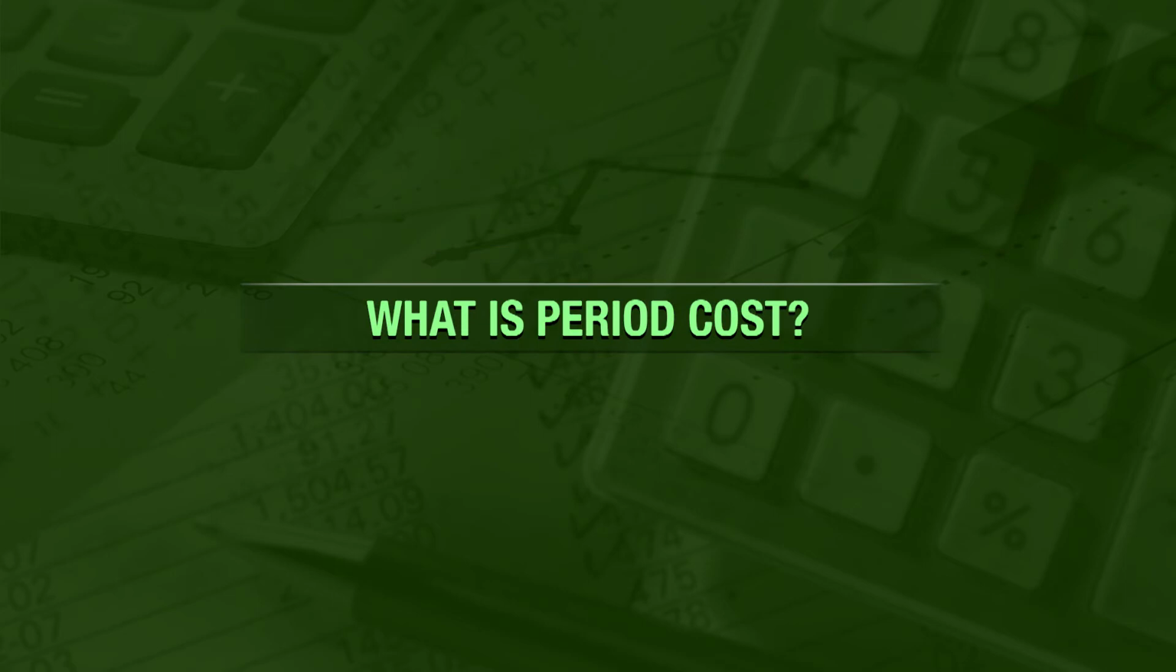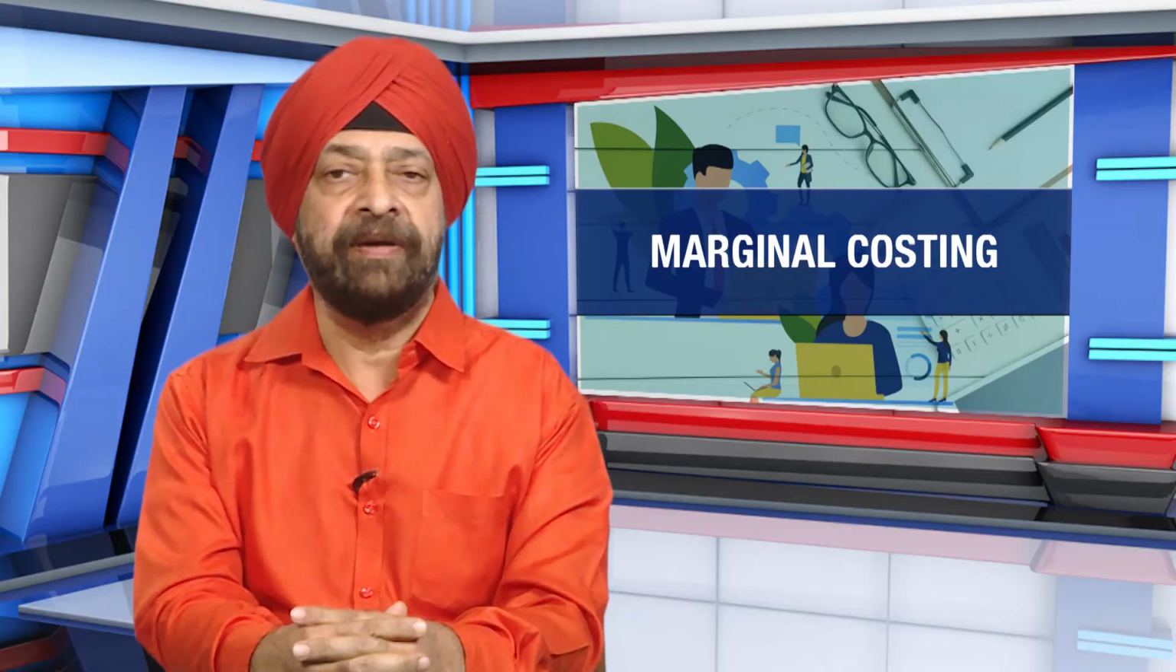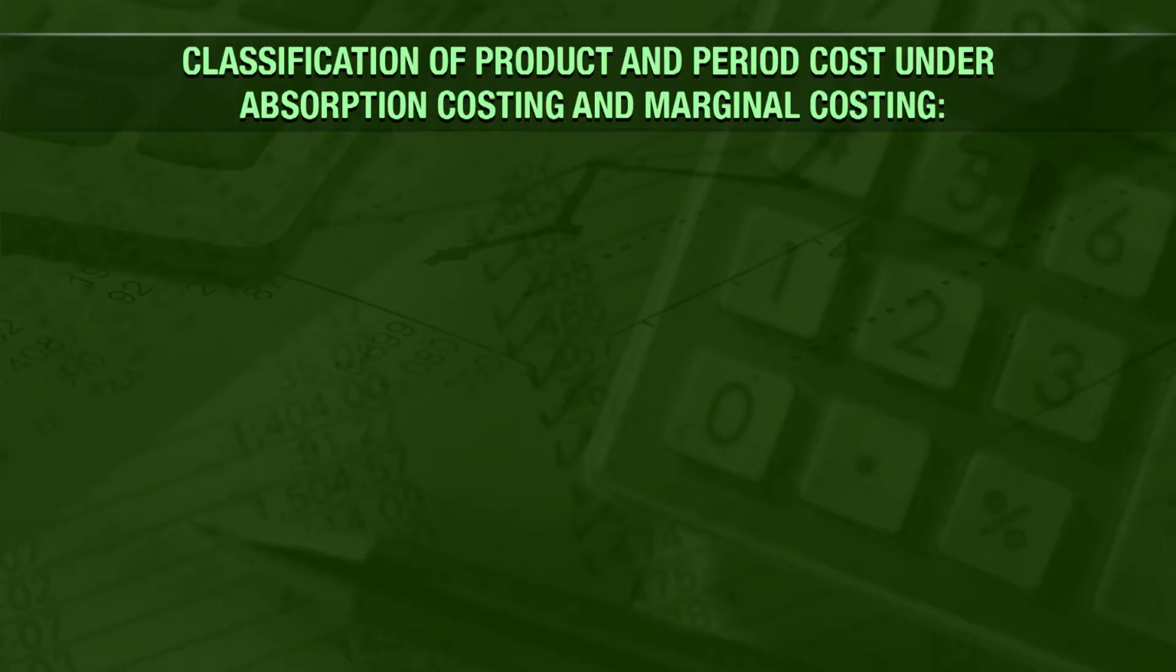Irrespective of production level, this cost is to be incurred by the organization. This cost will not become part of inventory. In this cost, we can include selling and distribution overheads. Friends, now let us try to understand the classification of product and period cost under absorption costing and marginal costing.